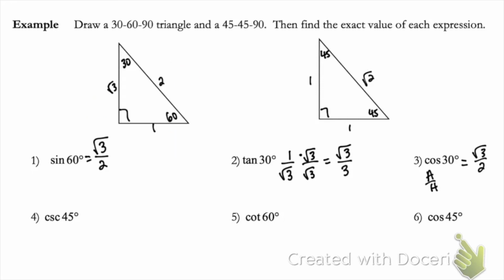Now we're moving on to cosecant of 45. In our 45, 45, 90 triangle, we have 2 angles that are 45 degrees. It doesn't matter which one you pick as your reference angle. So cosecant is just the reciprocal of sine, which is opposite over hypotenuse. So cosecant is hypotenuse over opposite. So we're going to have square root of 2 over 1, which is just the square root of 2.